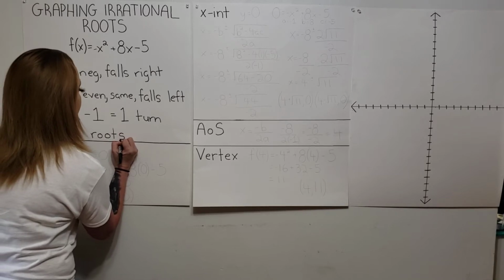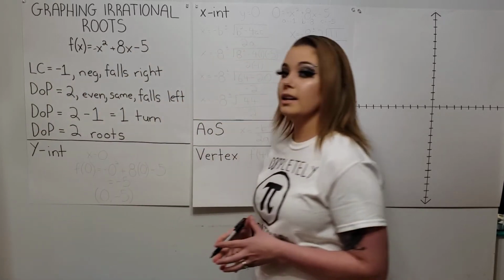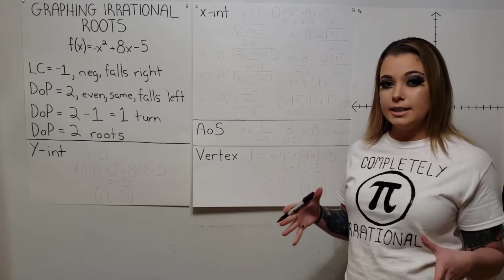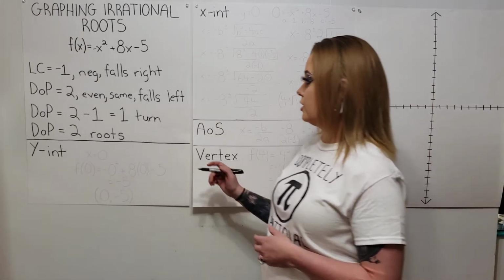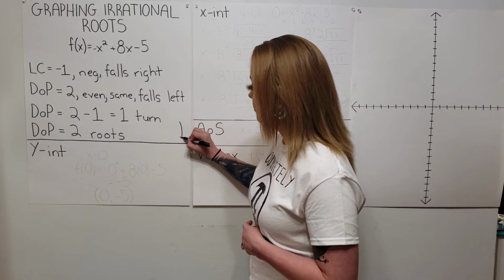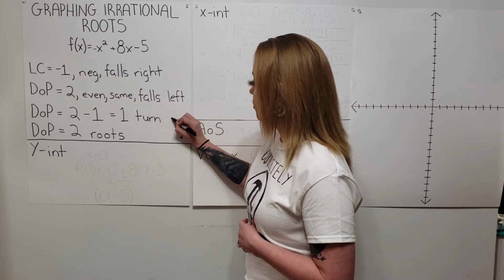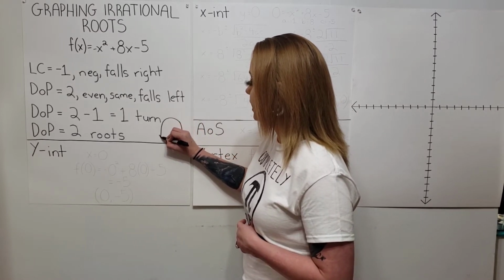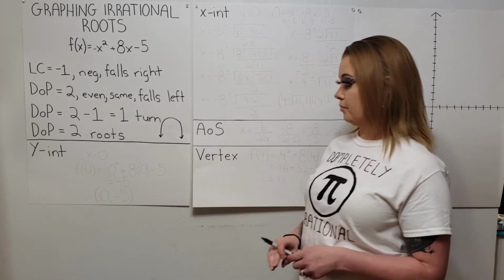And from this information, we can get a rough sketch and estimate of what our function is going to look like. It's going to fall to the right, it's going to have 1 turn, and it's going to fall again on the left.